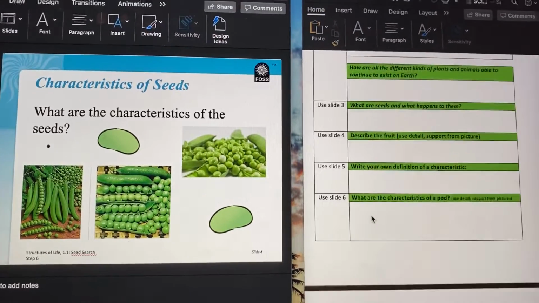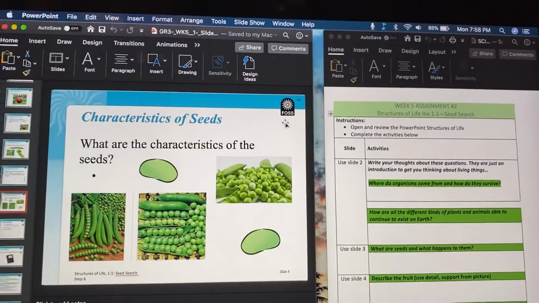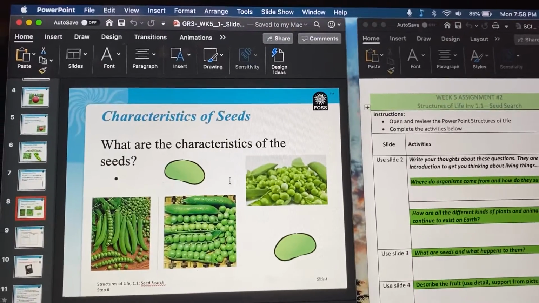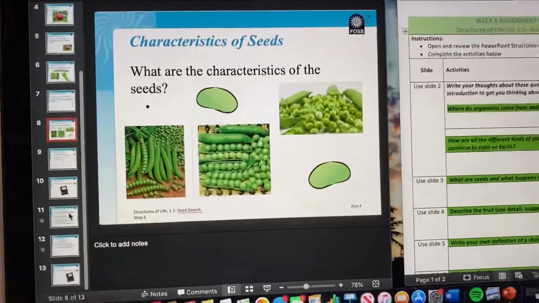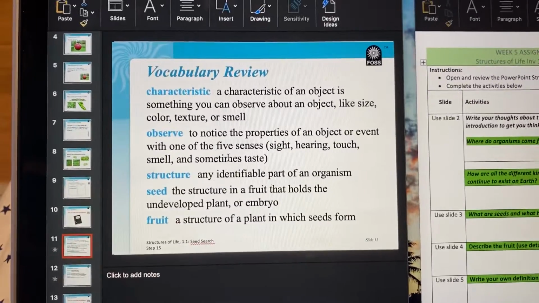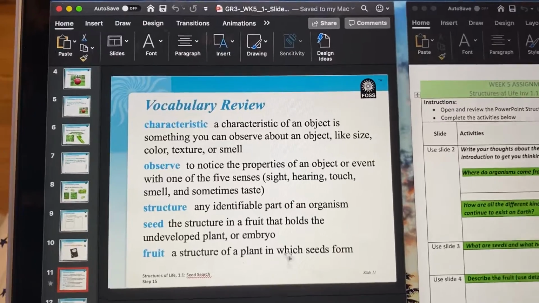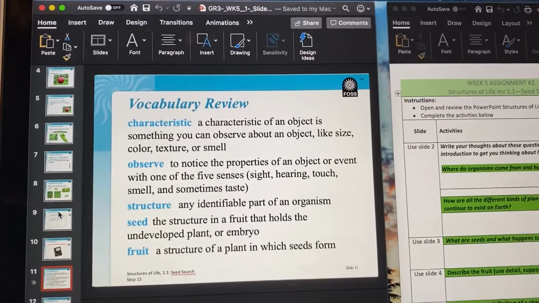If you guys have any questions, of course, please ask. You guys can use your resources. Google, if you want to look at more pictures of seeds and pods, please do so. If you feel like these definitions are not helpful, you can always Google them or use a dictionary if you have one at home. But I think these are the best ones because they have to do with the lesson.